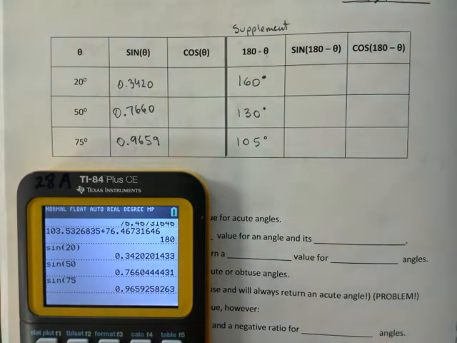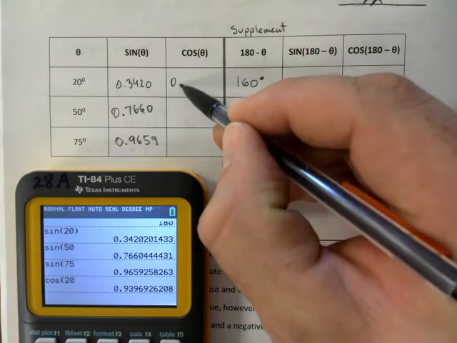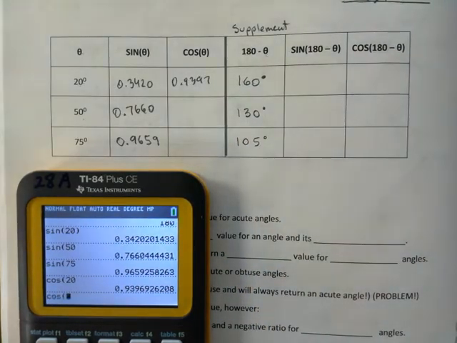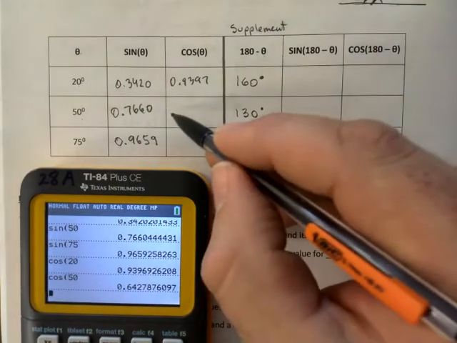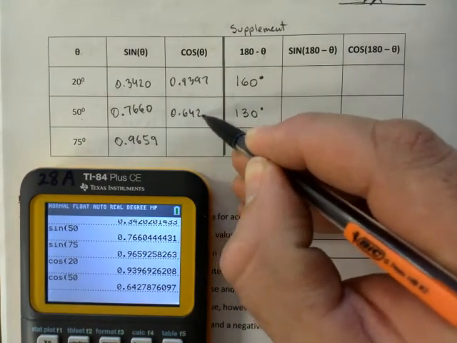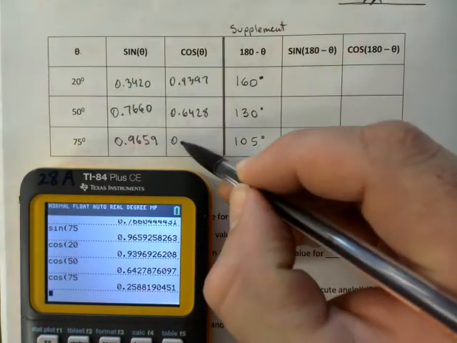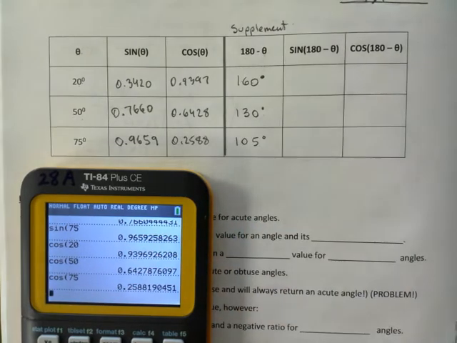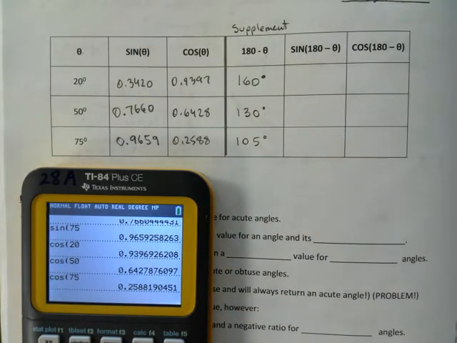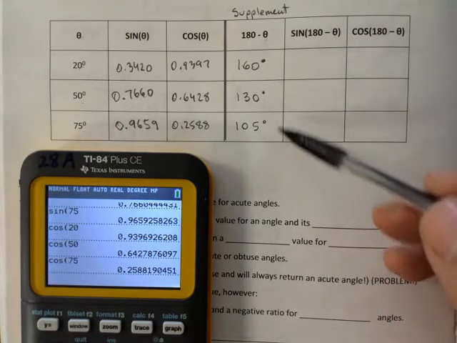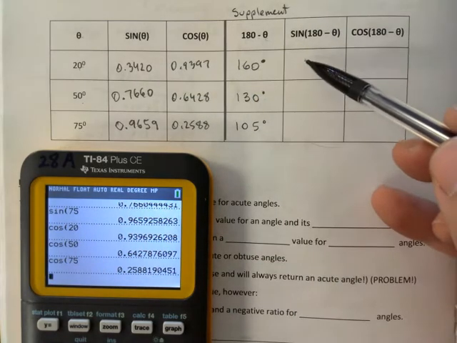How about cosine? Cosine of 20 is 0.9397, right? Cosine of 50, that's 0.6428. Cosine of 75, 0.2588. Right? Let's head over to this other side of the chart. We're going to do the same thing with the supplement.